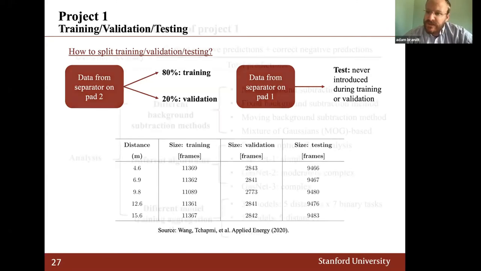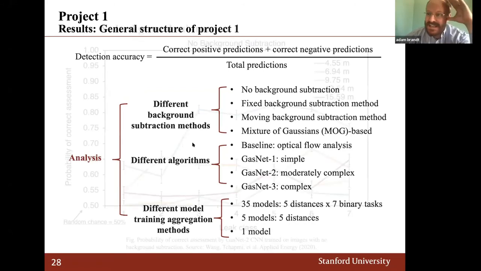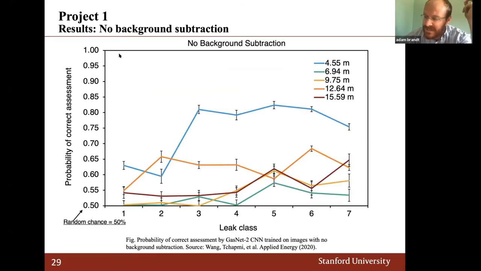Okay, so we tested a bunch of different things. Okay, so what do we get with no background subtraction? Let's take a look at this here. We have a binary choice here, and we're just trying to say yes or no, did it see a leak or did it not? In the test, we fed it a mixture of 50% yeses and 50% nos. So 50% of the time it got class zero, just the piece of equipment there with nothing to be seen. And 50% of the time it got a leak.